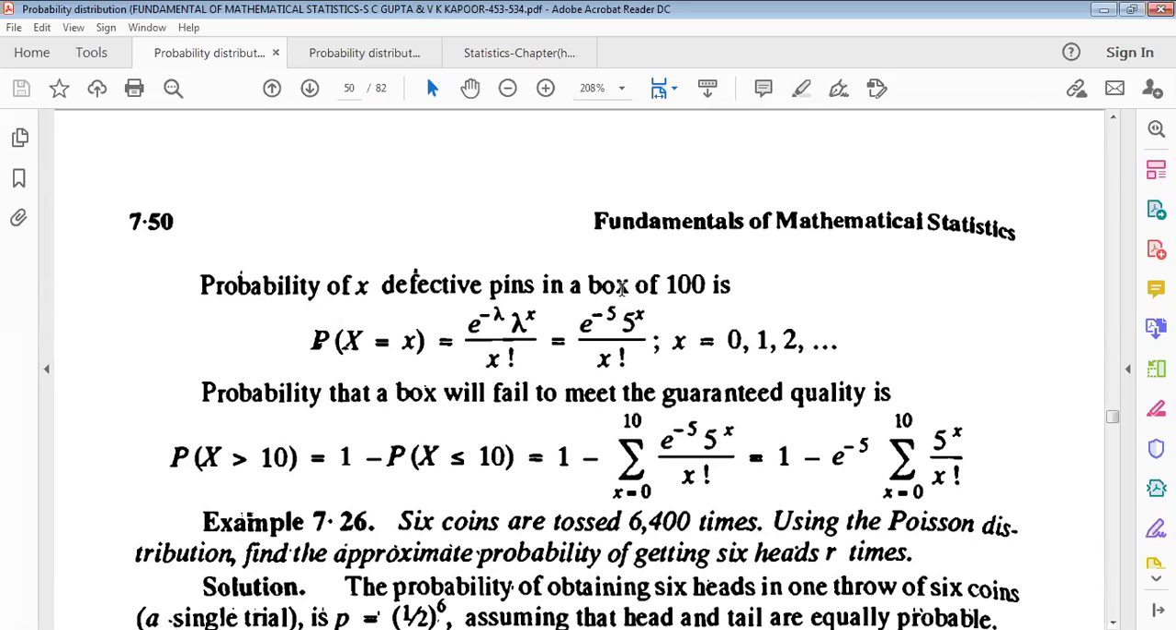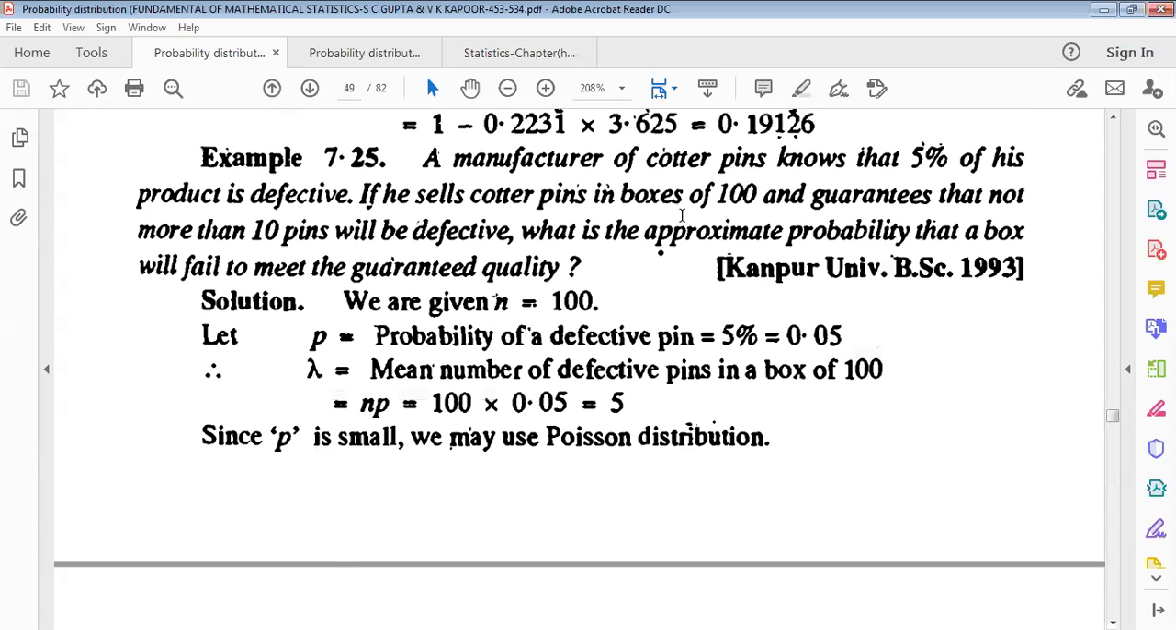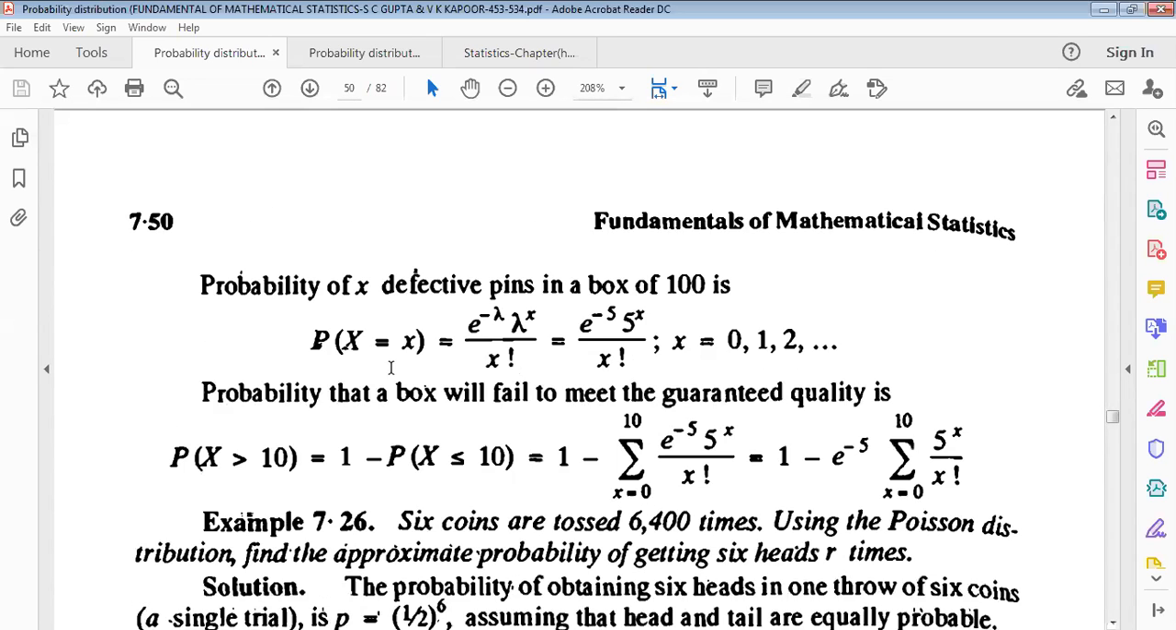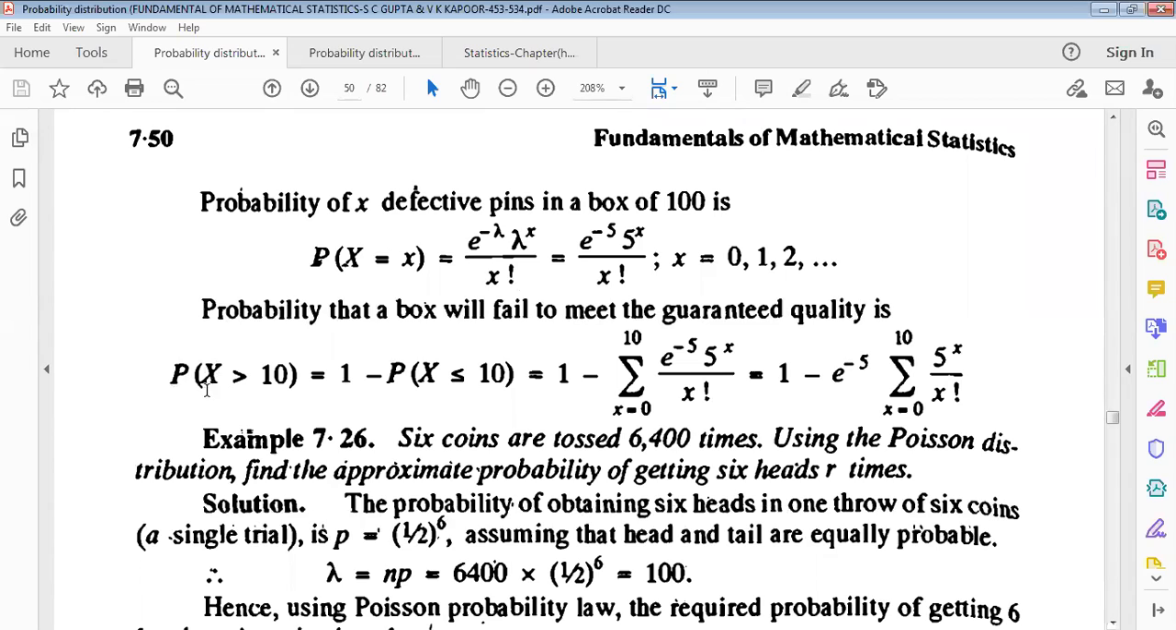The probability of x defective pins in a box of 100 is given by the probability density function for the Poisson distribution: e to the power minus m, m to the power x, divided by x factorial. In place of m we are using lambda here. Actually lambda, the mean, equals 5. Then x goes up to infinity. Now the probability that a box will fail to meet the guaranteed quality is x greater than 10. Why? Because the guarantee is that not more than 10 pins will be defective. This is why the probability will be x greater than 10.